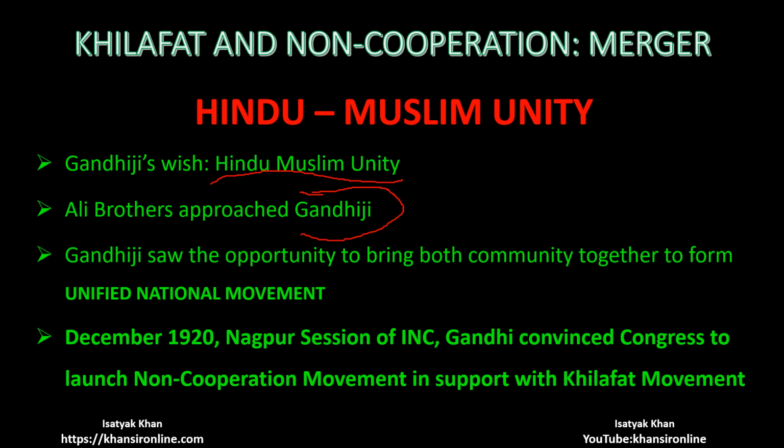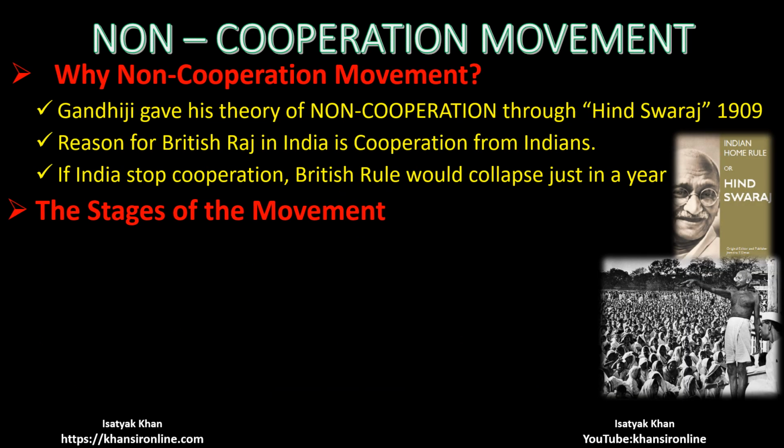So finally, in December 1920, Gandhiji convinced the Indian National Congress in the Nagpur session to launch a new movement, a non-cooperation movement which would be combined with the Khilafat movement. I straight away told you what happened in December 1920 at the Nagpur session, but convincing the Indian National Congress was not that easy. How all this happened, let us see step by step.